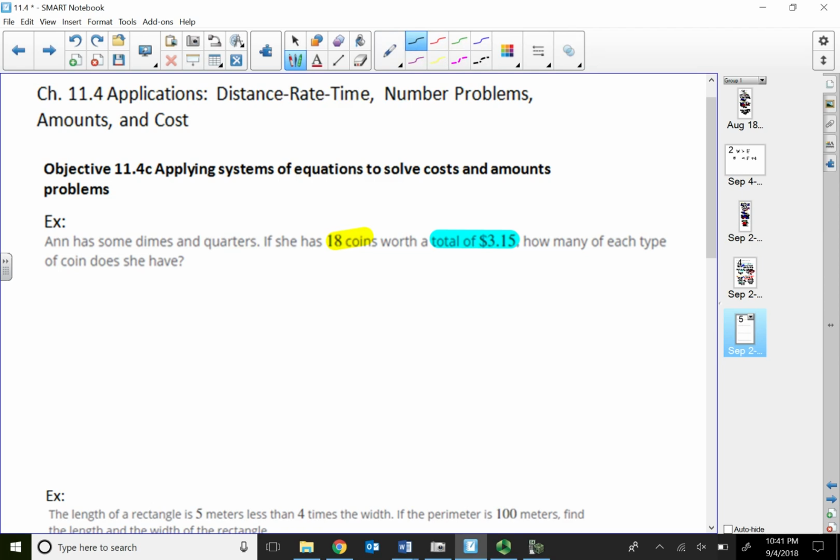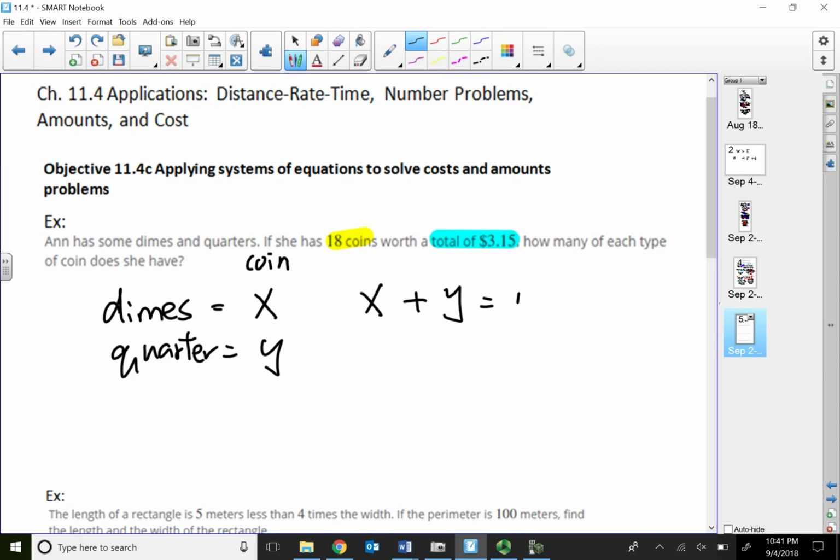So the question is asking for how many coins. Let's call dimes x. So this variable x represents how many dimes she has. And let's call quarters y. So I have x number of dimes and y number of quarters in terms of coins. If she has 18 coins, that means so many dimes plus so many quarters is equal to 18.